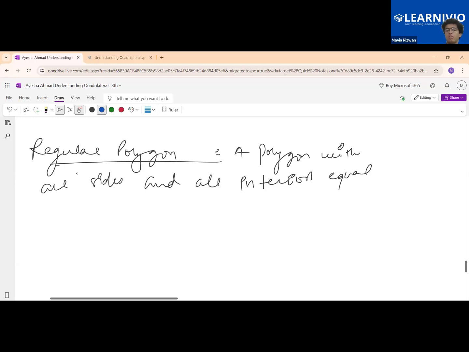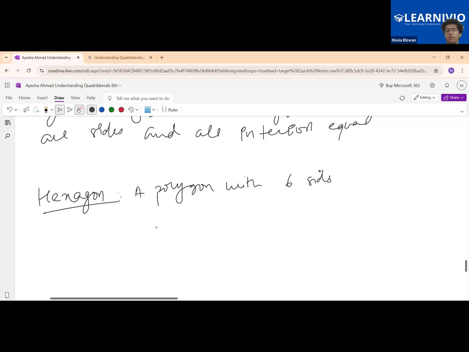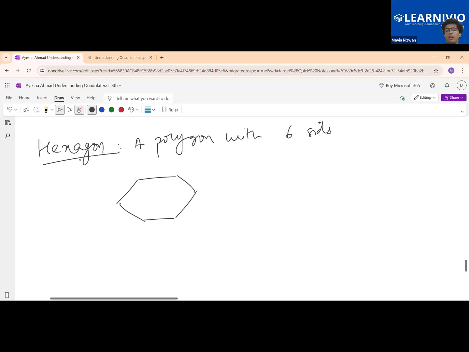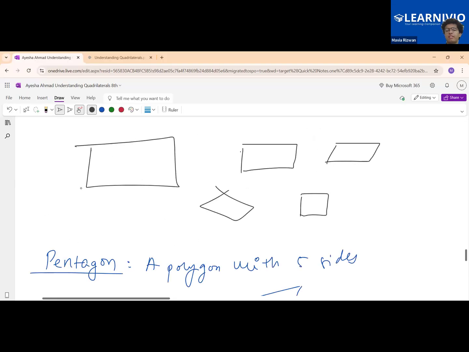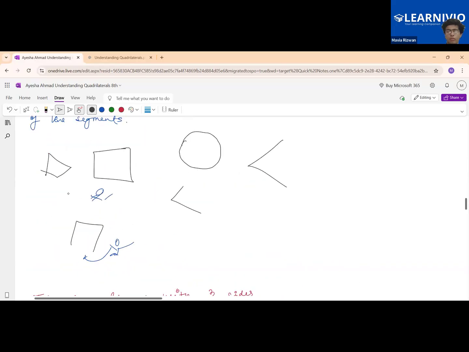Yes. So now the next is hexagon, a polygon with six sides, like this. And regular is when all the sides are equal. Ayesha, I want you to note this much first. Okay.